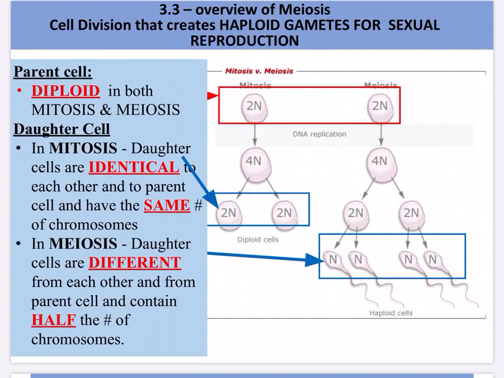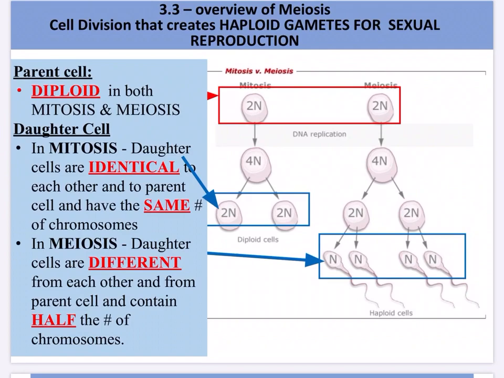So we talked about meiosis, and this is the cell division that creates the haploid gametes for sexual reproduction. So we're comparing mitosis and meiosis there. You see on the left, mitosis starts with a somatic cell. DNA replicates, which gives it 4 copies of the chromosomes, and then it splits. It divides through the phases of prophase, metaphase, anaphase, telophase, and then you end up with 2 identical daughter cells that are exactly the same as the parent cell.